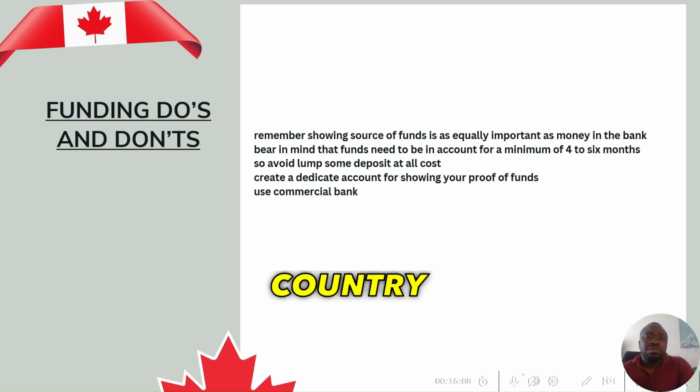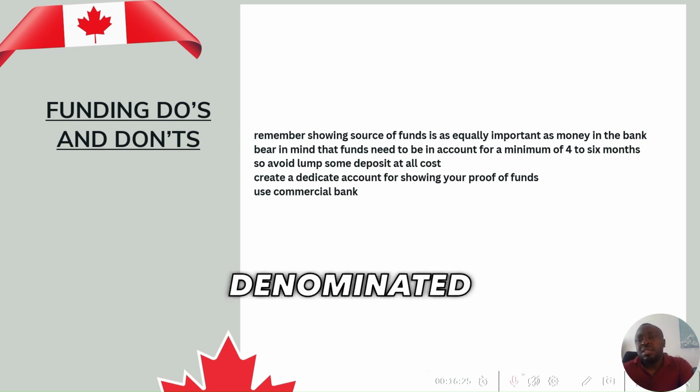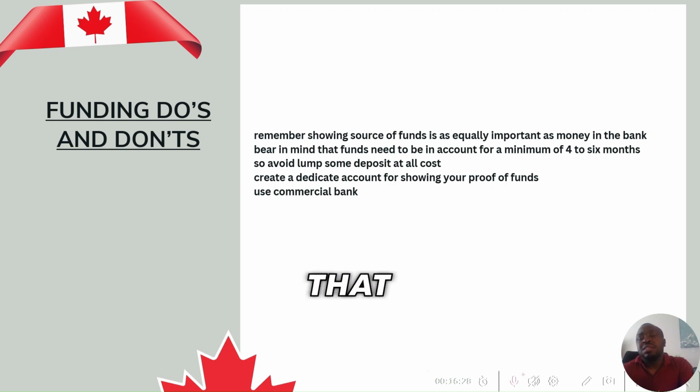If you are from a country like Nigeria or some parts of Africa whereby the currency is not stable, the exchange rate fluctuates up and down, then you may consider using a domiciliary account that is denominated in US dollars, because that is fairly stable compared with respect to the Canadian dollars. Then use commercial banks as the type of banks to put your money, what they recognize and what they highly appreciate is commercial banks.